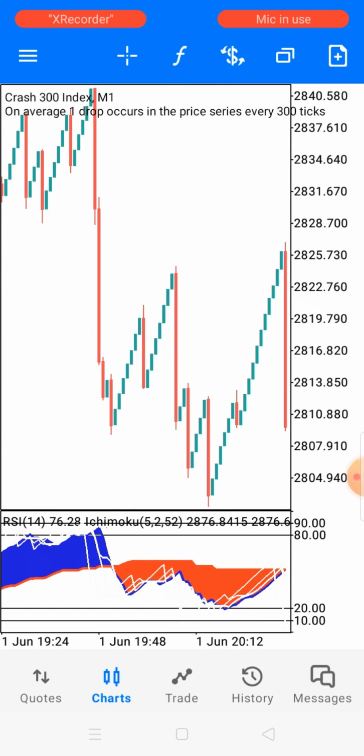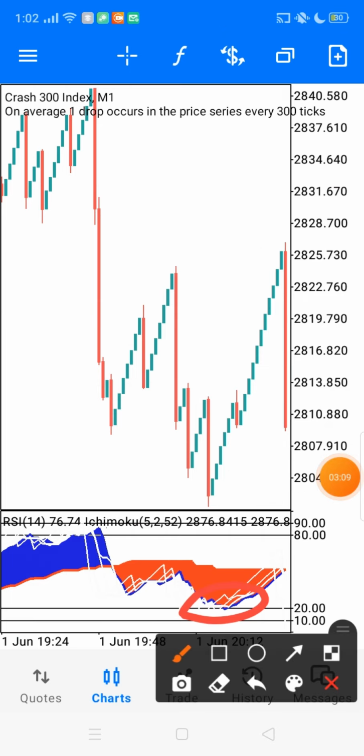If you want to be trading the Boom market, you want to do the opposite of what you're doing here. You want to see that the Ichimoku is at this other level, guys.